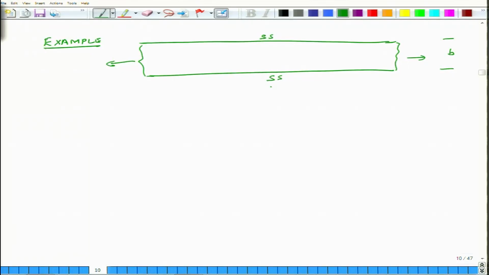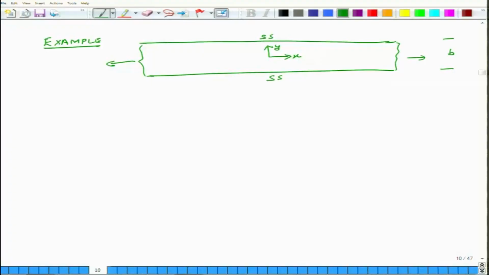So which means that what are the boundary conditions? If this is my x axis and this is my y axis, and the thickness is the z axis. So I am looking at the plate in the xy plane, not in the xz plane, which we have been typically doing. So I can position my axis system somewhere at the end. So this is my x axis, let us say this is my y axis. So what are the boundary conditions?